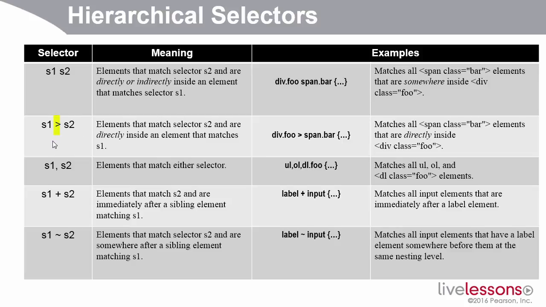This is much less common. Much more common is to just use a space for nesting. We saw that comma means it matches either of those, or another way of saying it is the pattern applies to both of those. A plus sign means next to.